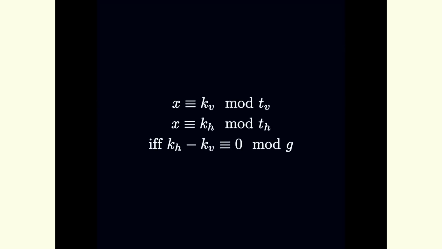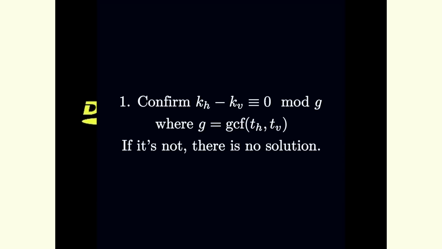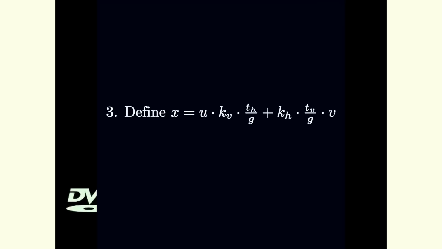We have the following process. First, we confirm the difference of our offsets is a multiple of g, the greatest common factor of our periods. If it's not, then we know that our setup will never hit the corner. Then we can define x as so, where u and v are our coefficients we use to write our periods in terms of g. And now we've defined a way to calculate when any DVD logo will hit the corner.